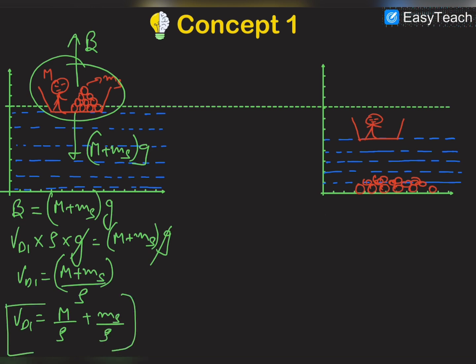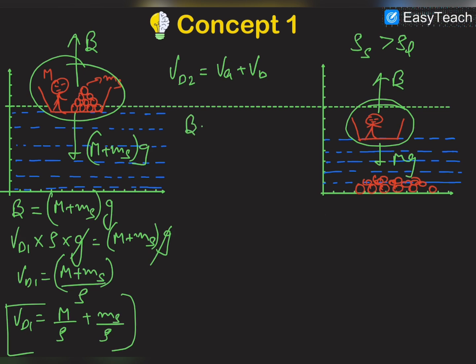Okay, this is Vd1. In the second case, when the boy drops the stones, there would be two displaced volumes. One volume of the liquid will be displaced due to the floating boat and man. So let's suppose the total displaced volume in the second case will be Vd2, and it is the sum of Va plus Vb, where Va is the volume displaced by boat and man, and Vb is the volume displaced by the sinking stones. We also know that obviously the stones will sink because rho s is greater than rho l. Stones will have greater density and therefore they will sink in the liquid. And if we first analyze the buoyancy acting on the boat and the man, then buoyancy will balance out Mg, and buoyancy will be equal to Va into rho into g, and that is Mg. Cancelling g with g, Va will be equal to M by rho.